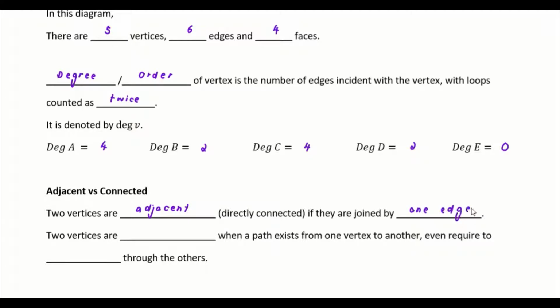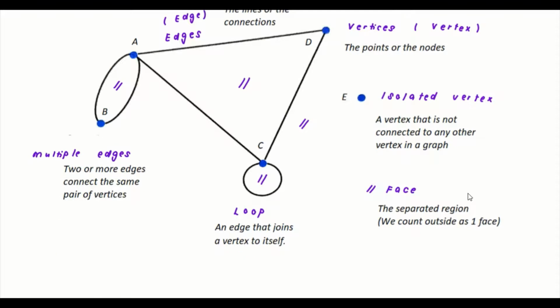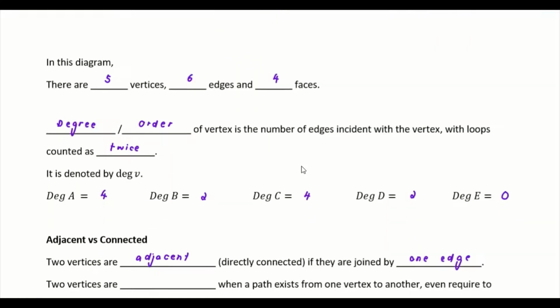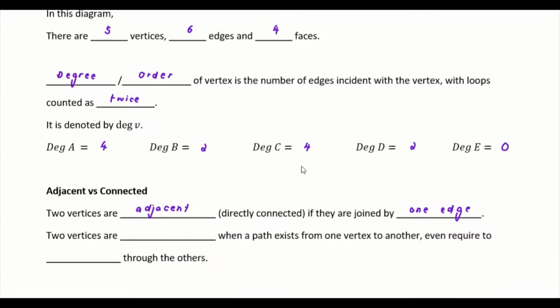Okay, so in this case, you can see that, for example, A and B are adjacent, A and C are adjacent, C and D are adjacent, A and D are adjacent. The other thing is connected. Two vertices are considered connected when a path exists from one vertex to another, even if you need to pass through another vertex. I hope you can see the difference between these two words.